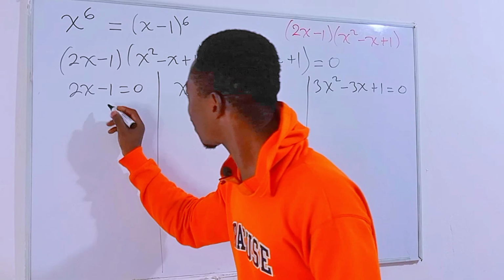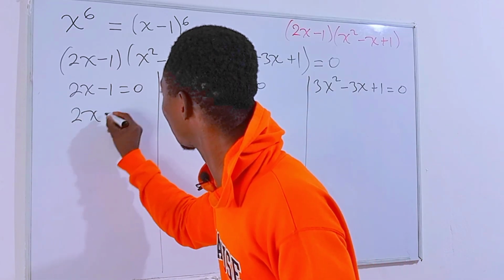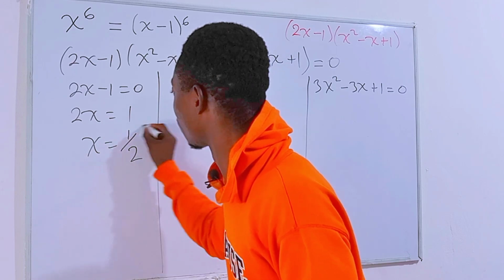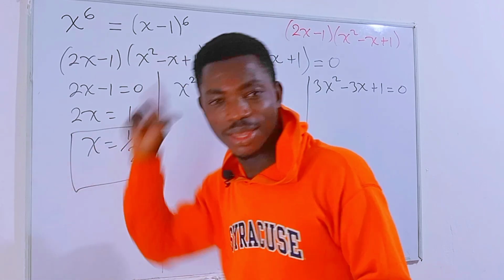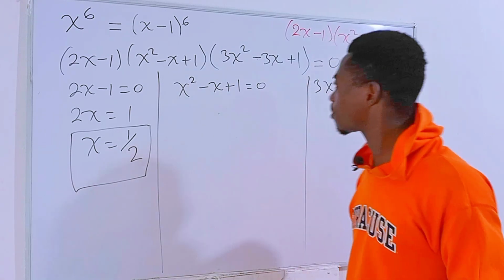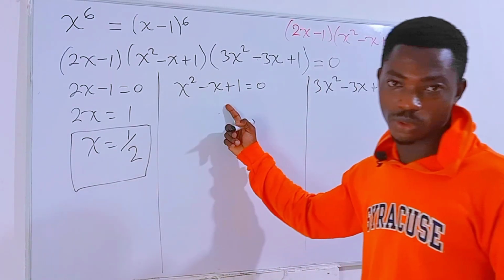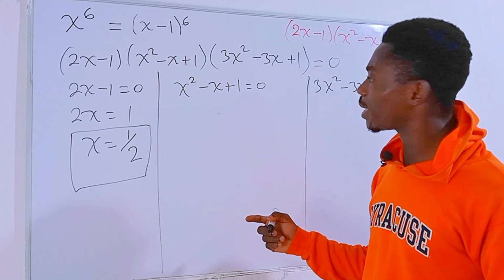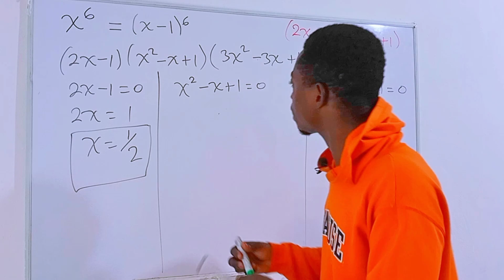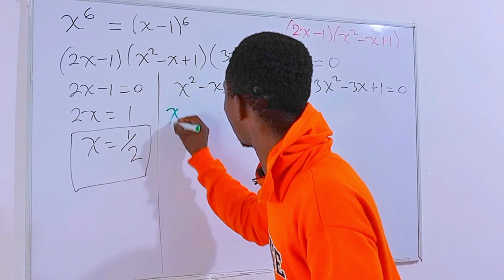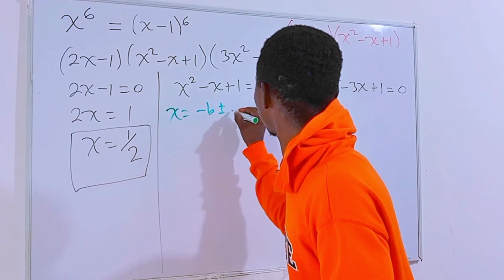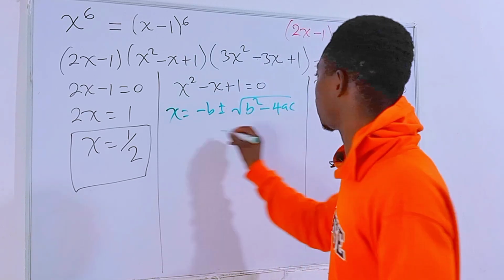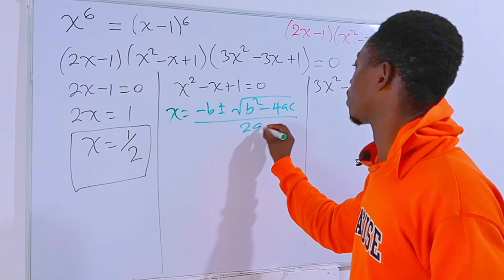Right from here, I'm going to transpose this one. So you get 2x is equal to 1 and x is equal to 1/2, just like the answer that we found earlier. Then looking at this quadratic equation, actually we can't use the factoring method to solve. Therefore, let's go ahead and use the quadratic formula, which is x is equal to minus b plus or minus square root of b squared minus 4ac, divided by 2a.